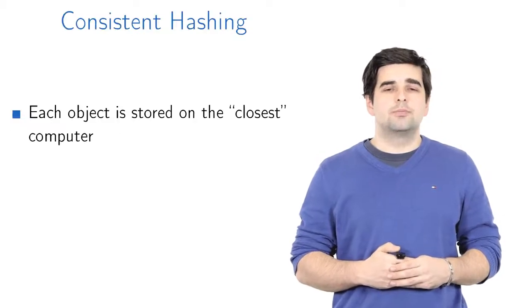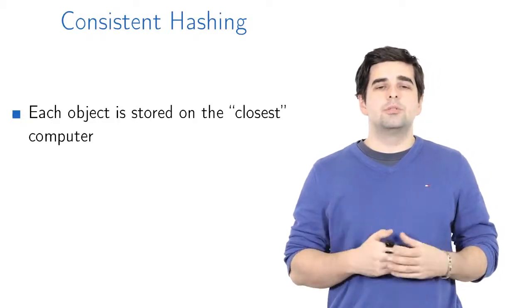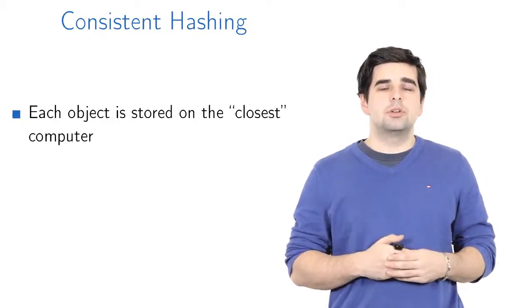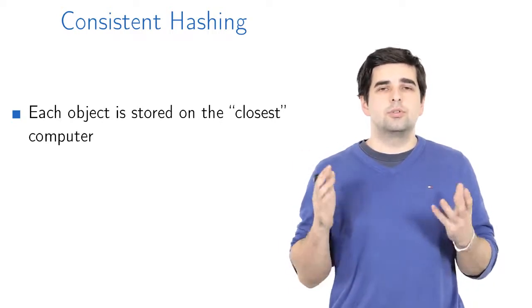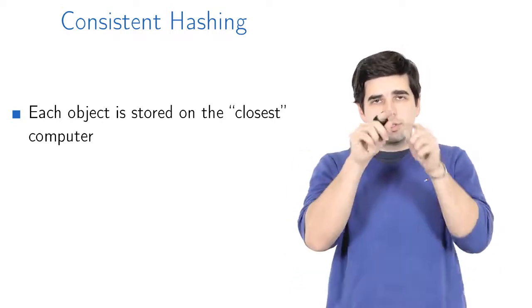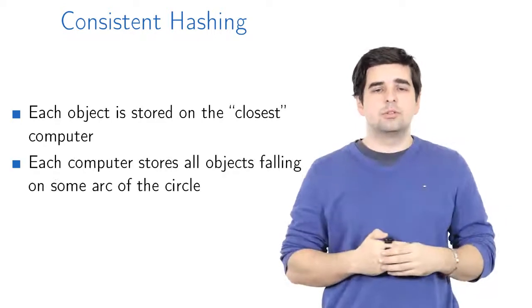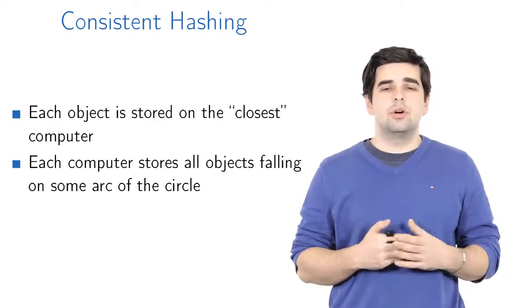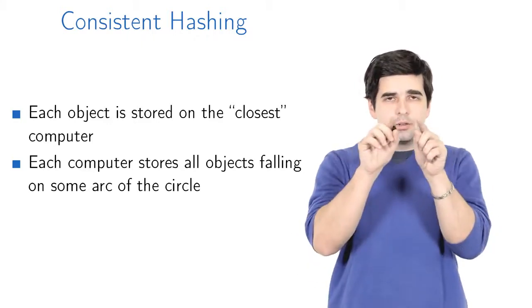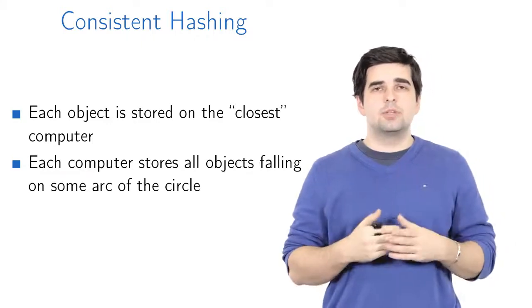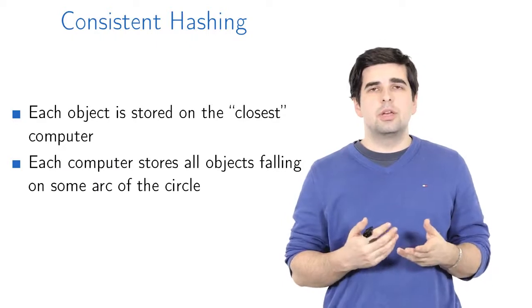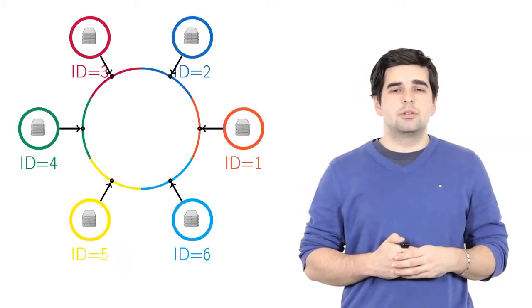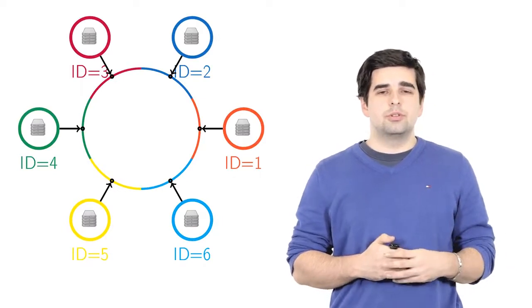So what do we do then? We make a rule that each object is stored on the so-called closest computer, closest in terms of the distance along the circle. And in this case, each computer stores all objects falling on some arc, which consists of all objects which are closer to this computer than to any other computer. Let's again look at the picture. This is the circle, and there are 6 computers.